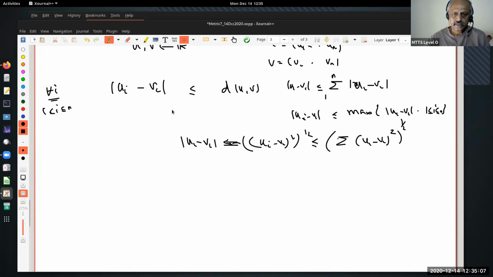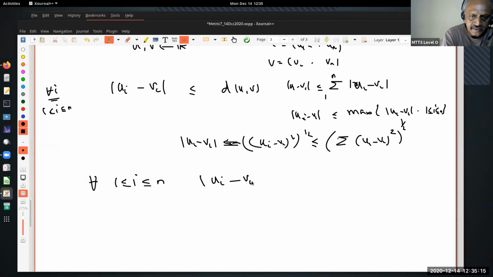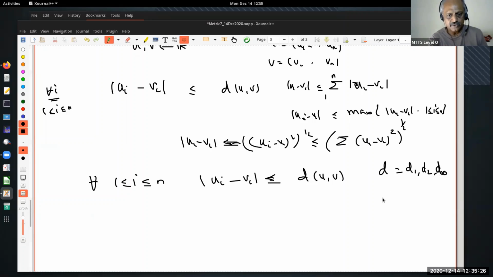You follow that? Therefore, the crucial observation, let me again write it. For every i between 1 and n, the ith coordinate difference in modulus will be less than or equal to the distance between u and v. What is this d? d could be either d1 or d2 or d infinity. I don't care which one, whatever it is. Okay. This immediately should suggest something to you.